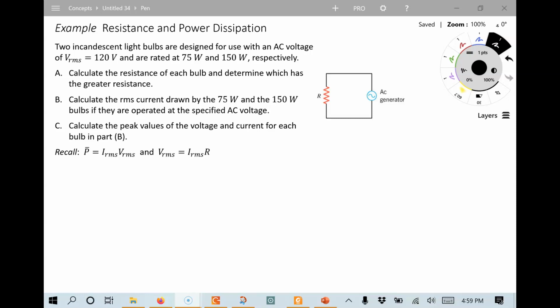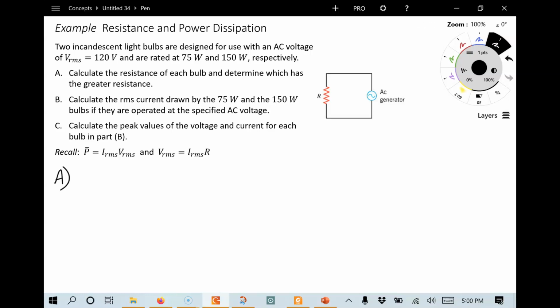These light bulbs are resistors, effectively, and they have been attached to an AC generator which provides a 120 volt RMS voltage. The bulbs have different power ratings, as you can see. Let's look at part A. Calculate the resistance of each bulb and determine which has the greater resistance. Let's look at the 75 watt bulb first.